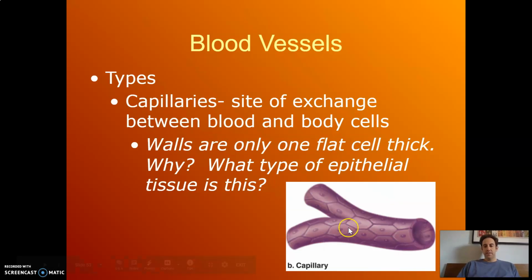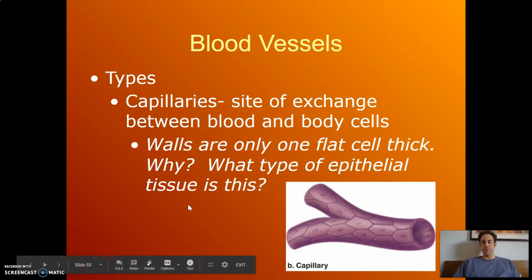You'll notice that the walls of these are made of cells, and those cells are very flat, and they're only one cell thick. And you may recall we learned about this type of epithelial tissue before. In Unit 1, we looked at them. One layer, flat cells. You remember what that is? Simple squamous, yeah, simple squamous. So these are simple squamous, again, very flat, because that facilitates the movement of oxygen and carbon dioxide across the wall of these capillaries.